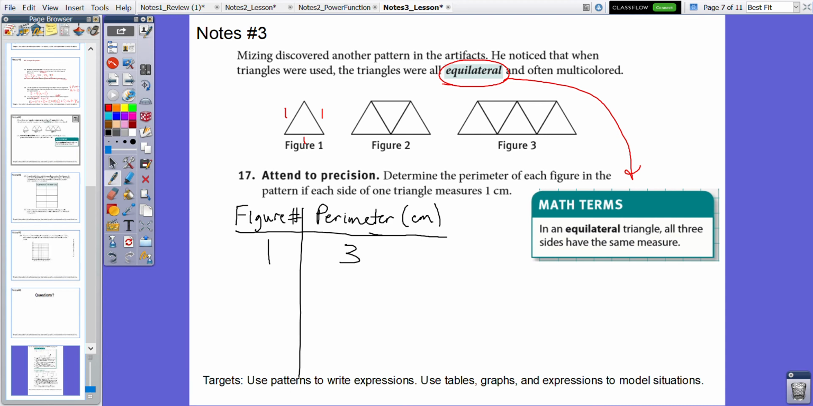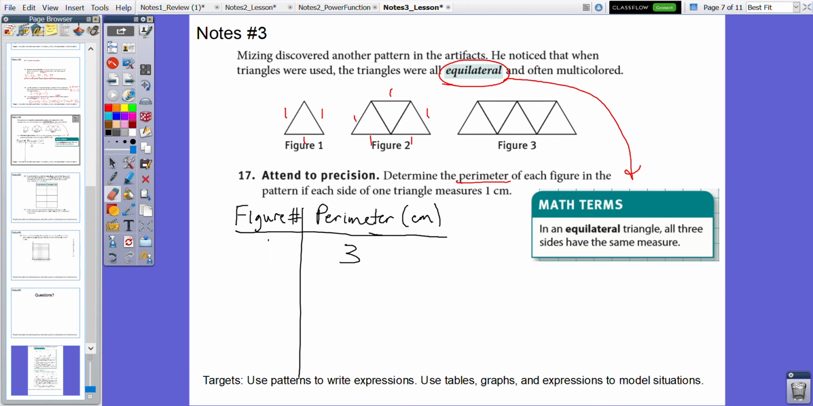What about for figure 2? Well, once again, we want to count up the sides on the outside. That's what perimeter is. So 1, 2, 3, 4, 5, all the way around. That gives me 5. So the perimeter for figure 2 is going to be 5. Whoops, let me draw a better 2 here.